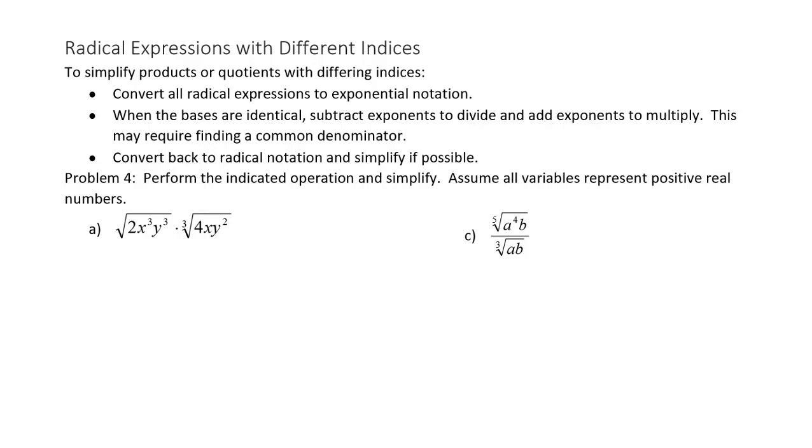In this video, we're going to look at radical expressions with different indices. To simplify radicals or quotients with different indices, we need to first convert all radical expressions to exponential notation. Next, when the bases are identical, subtract exponents to divide and add exponents to multiply. This may require finding a common denominator. And lastly, convert back to the radical notation and simplify if possible.